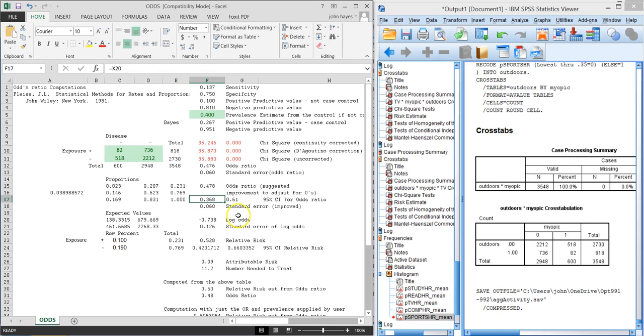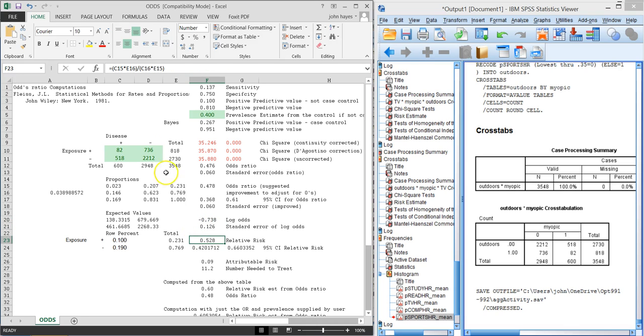Here we get the confidence interval for the odds ratio, 95% confidence interval. And sometimes we use log odds because odds go from 0 to 1 and 1 to infinity. When you take the log of that, it goes from negative infinity to 0 and 0 to positive infinity. So sometimes log odds are used.